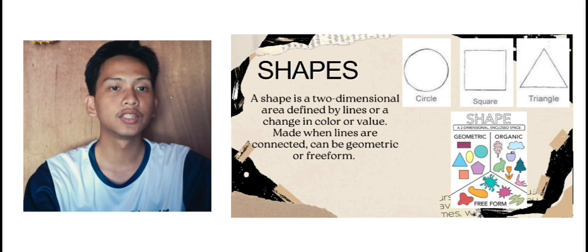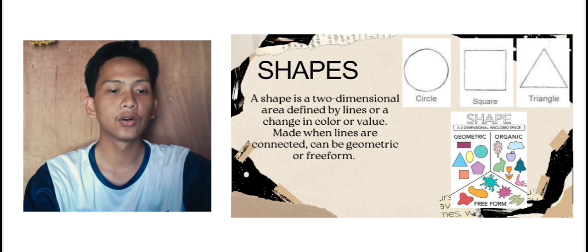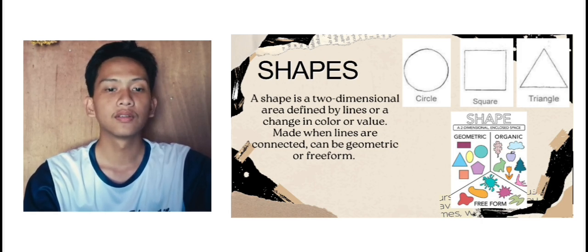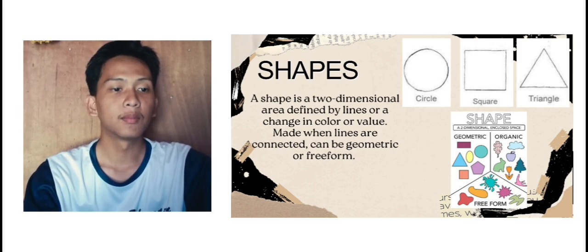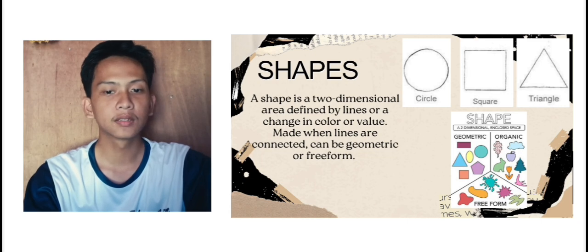Now, the second one, shapes. A shape is two-dimensional, defined by lines or a change in color or value. Made when lines are connected, it can be geometric or freeform. So, we have the 3 important shapes: the circle, square, and triangle. These are the basic shapes under the fundamentals of drawing.